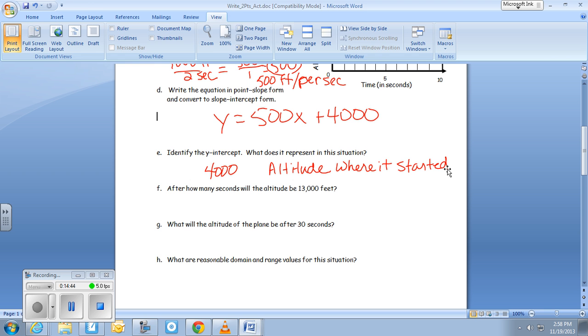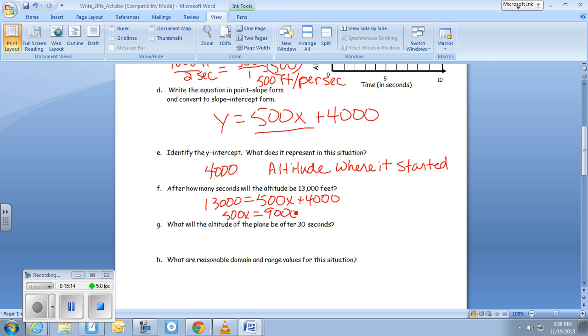All right, letter F, after how many seconds will the altitude be 13,000 feet? Using my equation up here, I plugged in 13,000 feet, so 13,000 is equal to 500x plus 4,000. Subtract 4,000 from both sides, so you get 500x is equal to 9,000. And then you divide both sides by 500, and you should get 18 seconds.